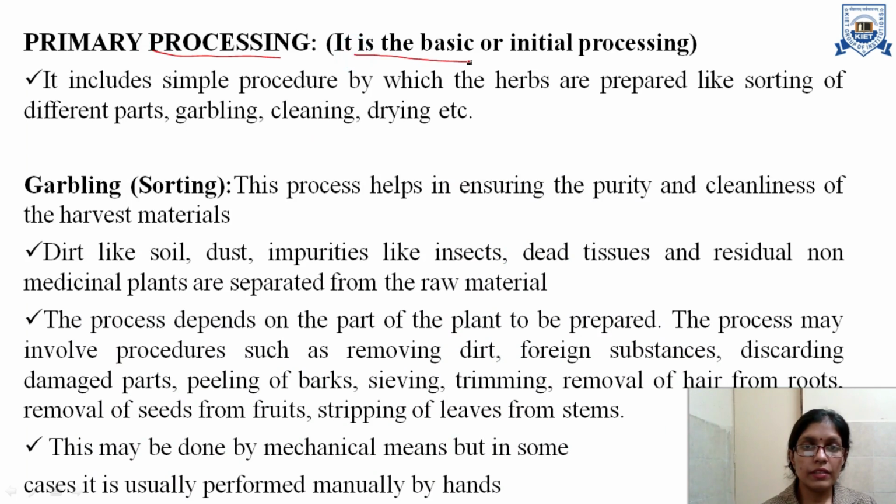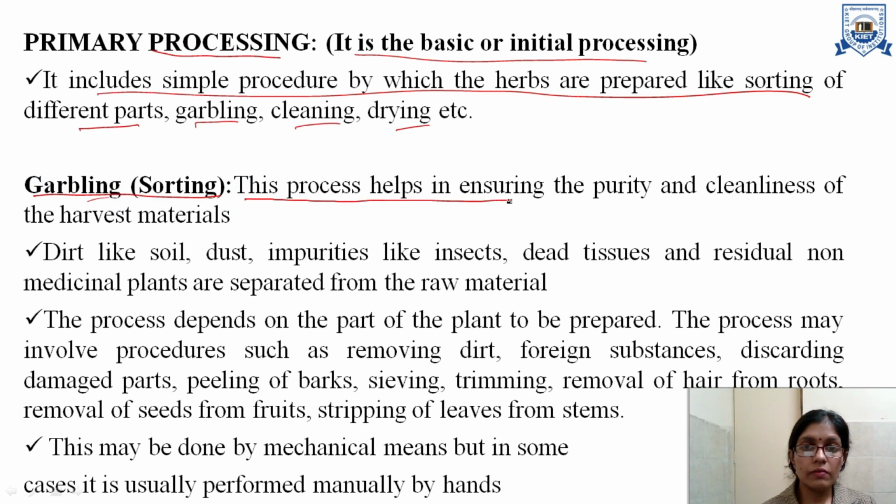So first of all, let us see what is primary processing. Primary processing is the basic or the initial processing. It includes simple procedures by which the herbs are prepared, like sorting of different parts, garbling, cleaning, drying, etc. Or we can also say that these are the basic initial processing of the crude drugs in such a manner that the chemical constituents of the drug should not change. So after the primary processing is done, the chemical constituents should remain the same.